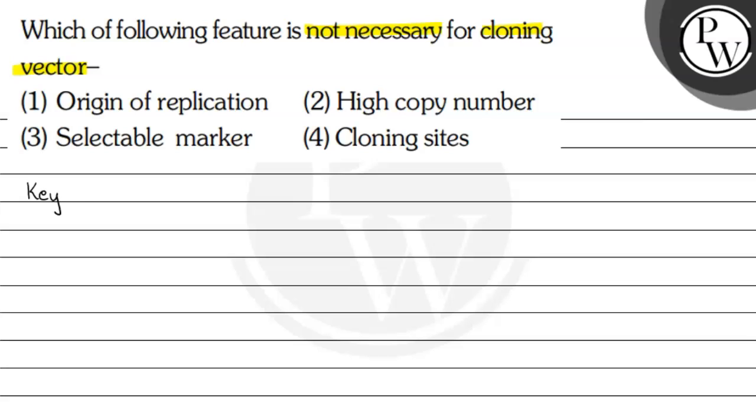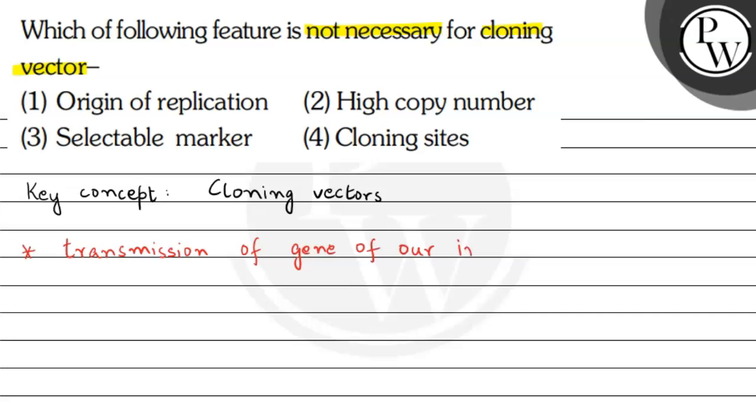So the key concept in this question is to first understand what are cloning vectors. This is an easy question. Let's begin by first understanding the key concept. So cloning vectors are used for the transmission of the gene of our interest from one organism into the host organism.